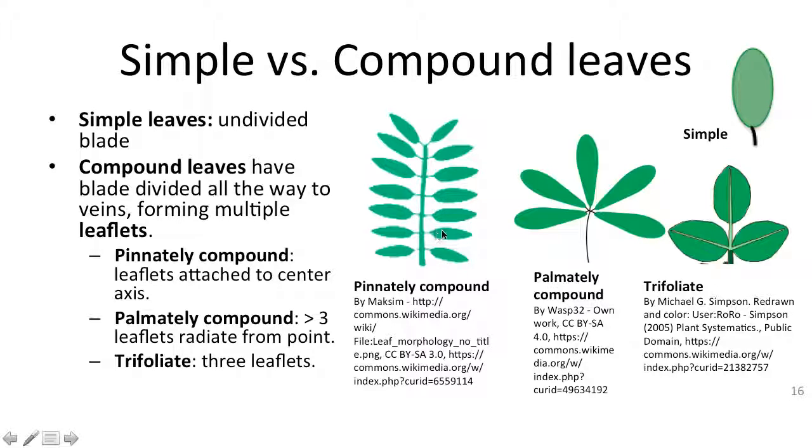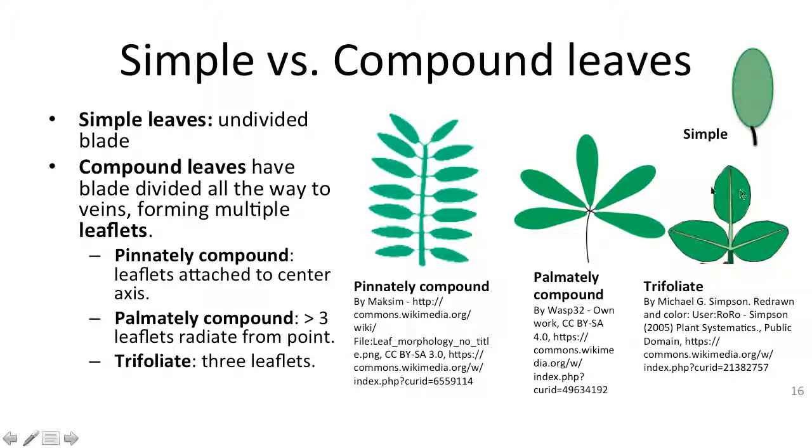An alternative is a palmately compound arrangement, as shown in this center picture. In a palmately compound arrangement, leaflets radiate from a central point. There have to be more than 3 leaflets to count as palmately compound. So in this example, there are 5. The third way leaflets can be arranged is they can be trifoliate. Tri means 3, foliate means leaves. So this is the 3 leaflets.